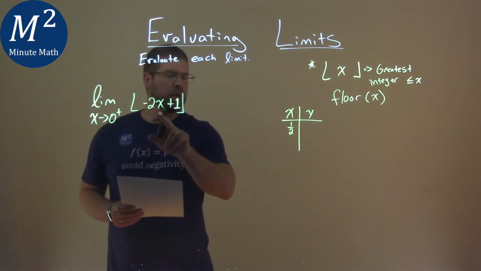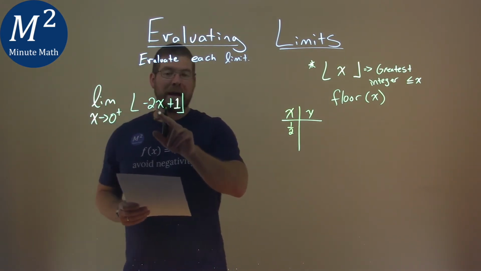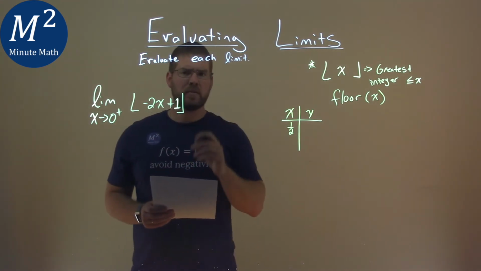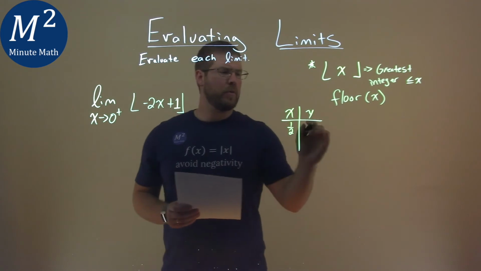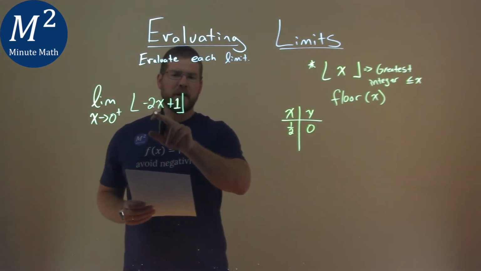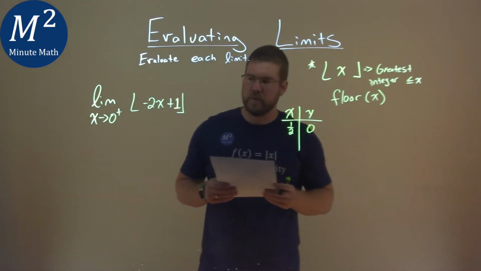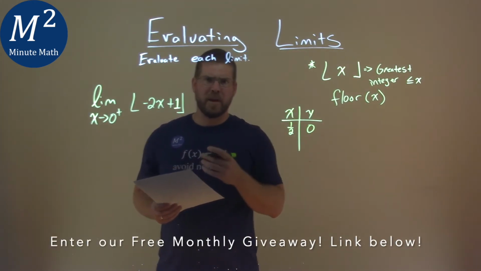What happens? 1/2 in for x. Negative 2 times 1/2 comes out to be negative 1, plus 1 is 0. So we get 0. Negative 1 plus 1 is 0 there. All right, so it actually hit the integer right off the bat here.